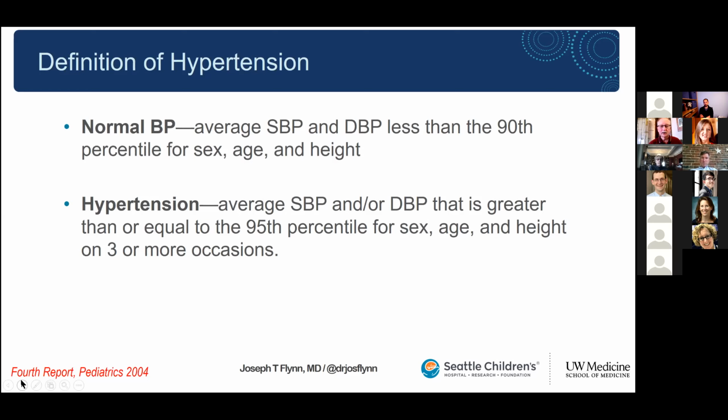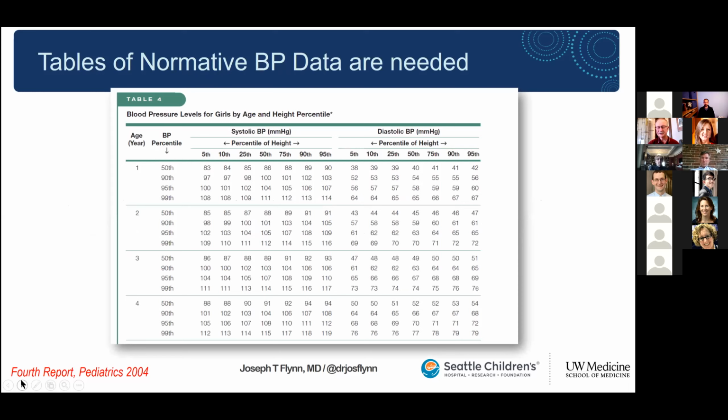And so when you define it that way, well, you need normative data tables to be able to refer to when you're seeing a child in the office and deciding whether their blood pressure is normal or high. And so, here's just a small section of the normative data tables from the fourth report. And you can see that they're very complicated, which is what you end up with from this kind of a definition. And there are values for systolic blood pressure and diastolic blood pressure on the right, and it varies by age and by height and all of that.